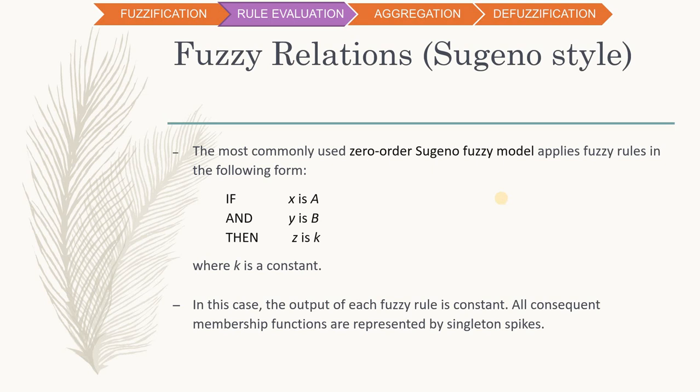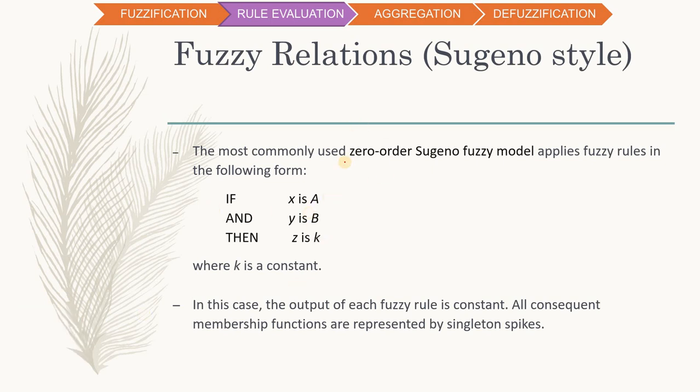Alright, so next we will take a look at the Sugeno style of rule evaluation. The defuzzification process in Sugeno style is similar, but when we go into the next phase, that is the rule evaluation, it will be a little bit different.